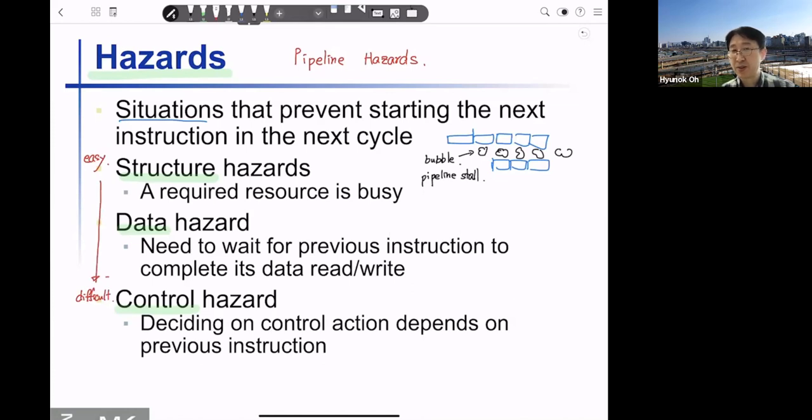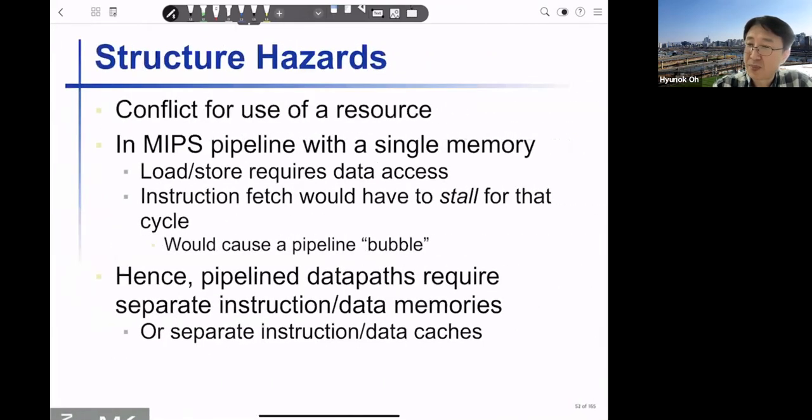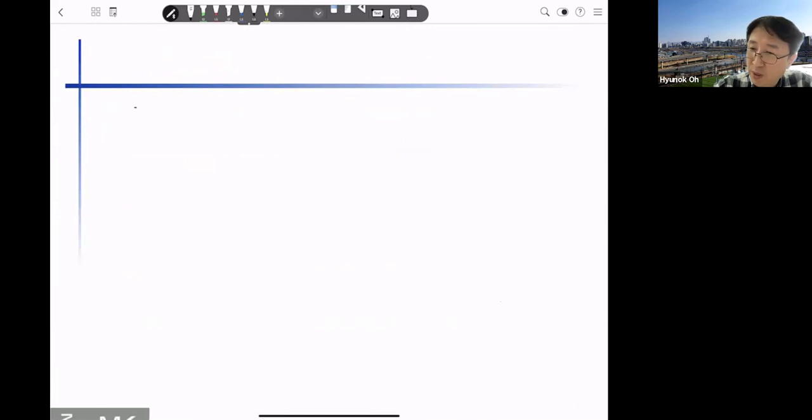Structure means it is related to the hardware. Okay, so the required resource is busy. Let's look at structure hazard: a conflict in the use of a resource. We have to pay with a bubble. So let's think about it. We have instruction fetch, instruction decode, execution, memory, and write back. So this is a five-stage pipeline.